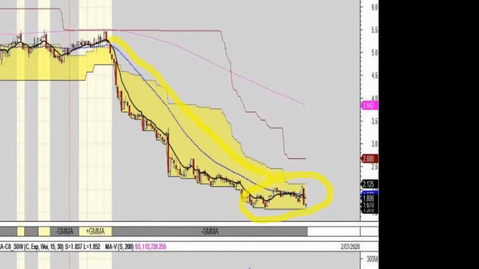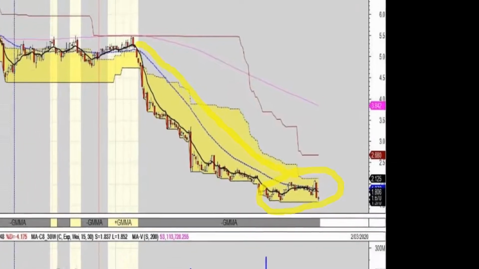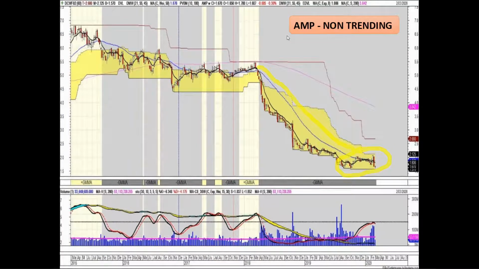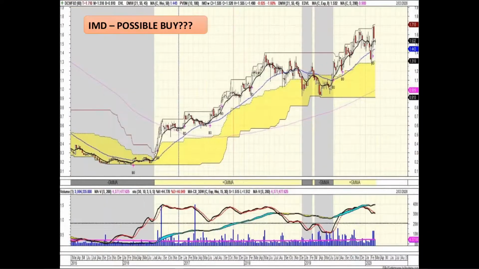It may one day, if it forms a basing pattern here and starts to move up, then I could be interested. But at the moment, to me, it's just a non-trending stock. We go to the next one, please.